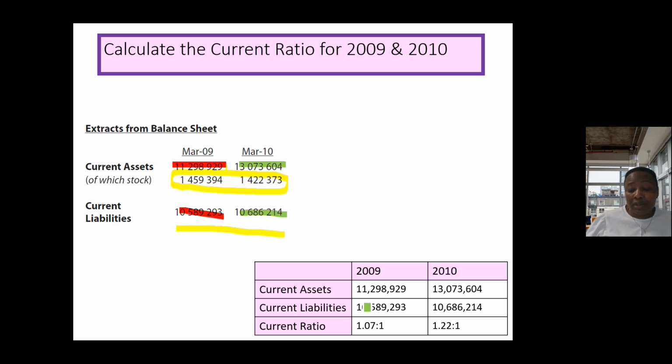1.07:1. So for every £1 that we owe, we have £1.07 worth of assets that we can use to quickly repay it. And in 2010, we have a higher ratio, £1.22. For every £1 that we owe to our creditors, we have £1.22 of assets that we can quickly convert to cash to repay back.